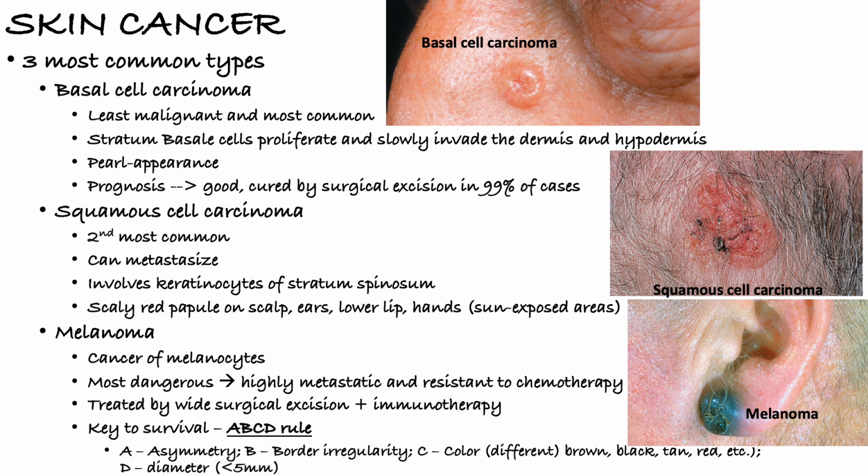Color, if someone has a mole, for example, it should just be one color. It shouldn't have multiple colors like brown and black and blue and purple. If it starts having multiple colors, that's a bad sign. And the diameter, if it's greater than 5 millimeters, that's bad. What's the size of 5 millimeters? The size of a pencil eraser on your number 2 pencil. Someone might be like, what? Yeah. If it's bigger than that, then that is a very, very bad sign.